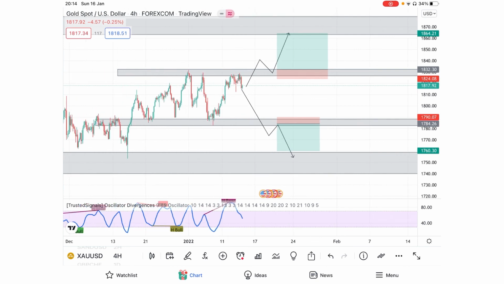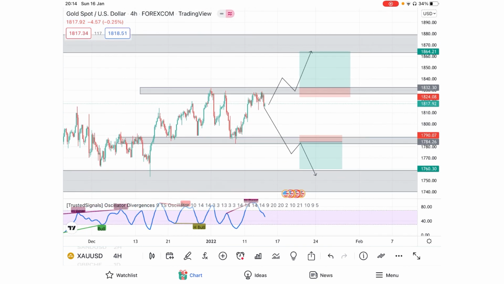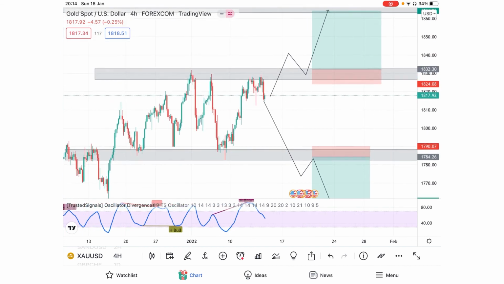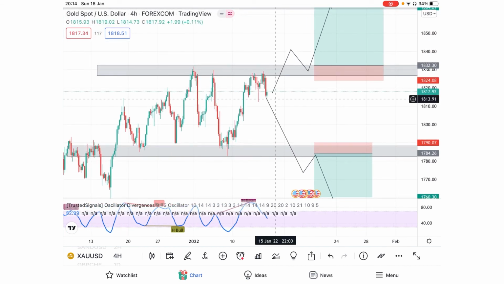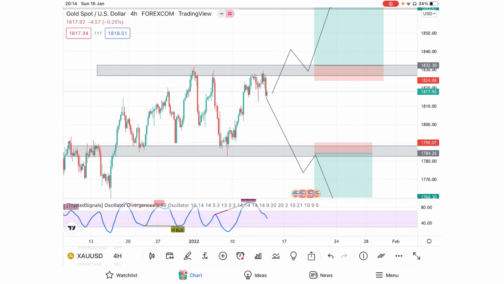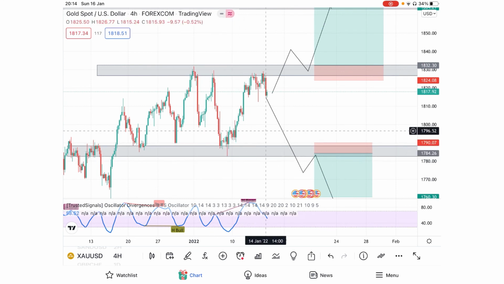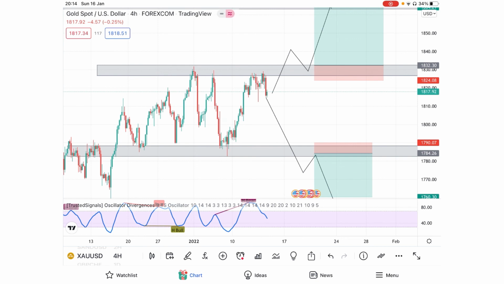That's the play I would go for now, because of course you could get into a sell here hoping for gold to flush all the way down here, but as I said, there are not many confirmations to get into a sell like that. We do have a hidden bearish divergence on the oscillator. That could be a confirmation, but it's a little bit risky for me. I think this is a pretty risky entry in my opinion.